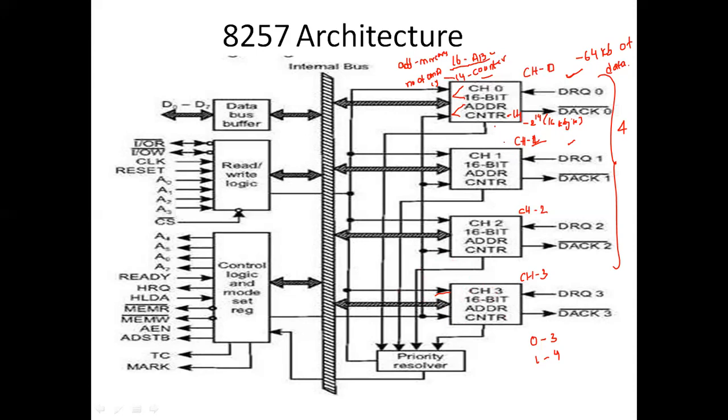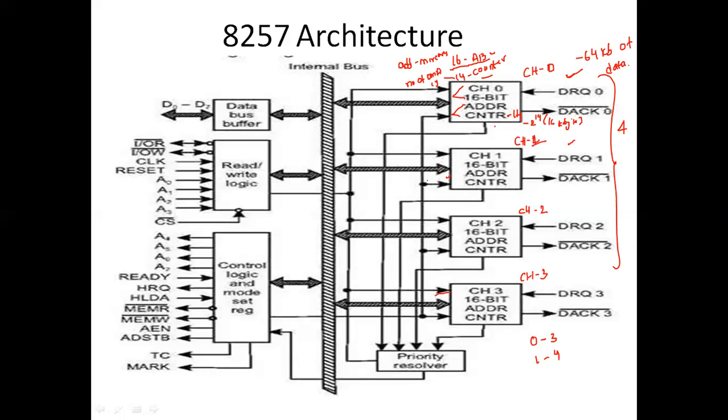It maintains the DMA cycle count for each channel and activates the control signal, terminal count, to indicate to the peripheral whether the programmed number of DMA cycles has been completed. That is done by this counter register.